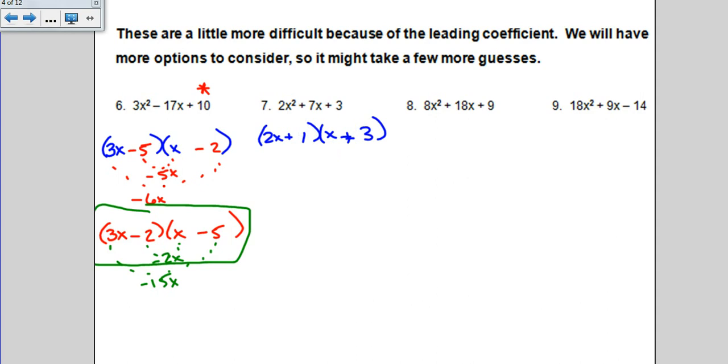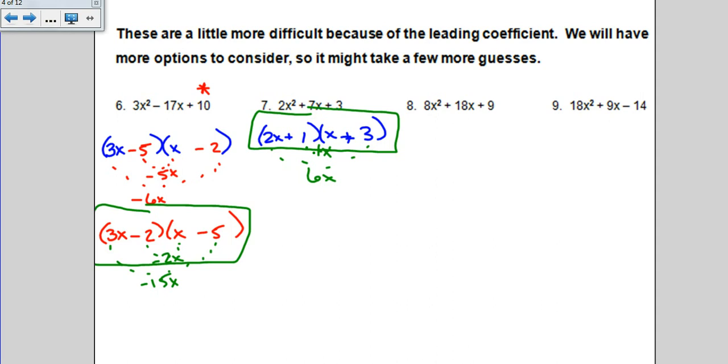Let's try that. So on the outer, I've got a 6x, and then on the inner here, I've got a 1x, and if I add those together, I do get a 7x. So that was the correct placement for my numbers.